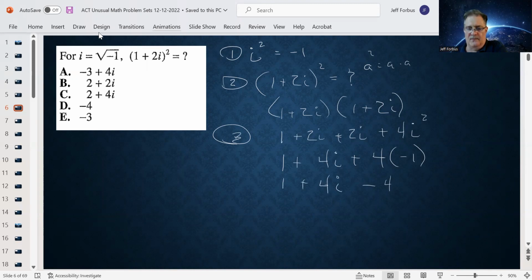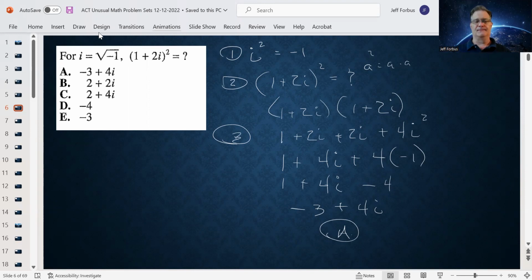Let's put all of our common terms together. 1 and -4 is -3, with a positive 4i left over. Now we have simplified this binomial into -3 plus 4i, which will be answer choice A. All righty. Let's move on to the next one.